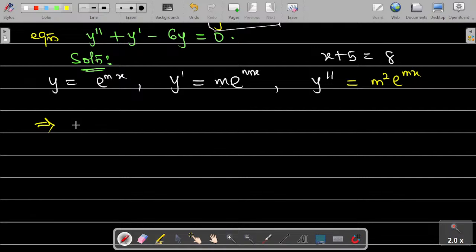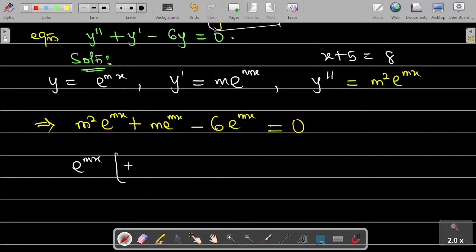So I will bring this guy, which is m squared e^mx plus m e^mx minus 6 times my y, which is e^mx. Everything should be equal to 0. So I'm looking for the value of m that will make this truly equal to 0. And how do I do that? Factorize out your e^mx. So if we bring out e^mx, we have m squared plus m minus 6, and that's equal to 0.